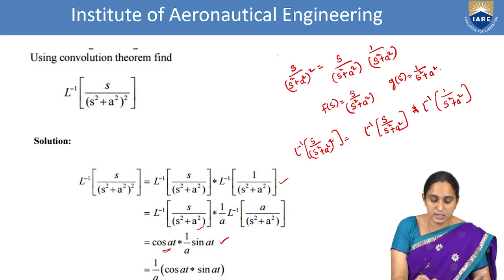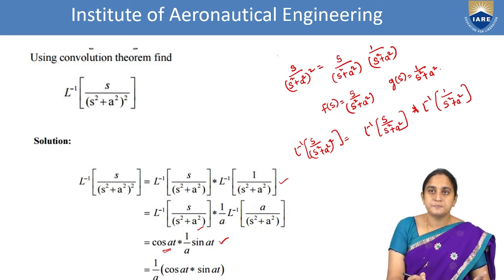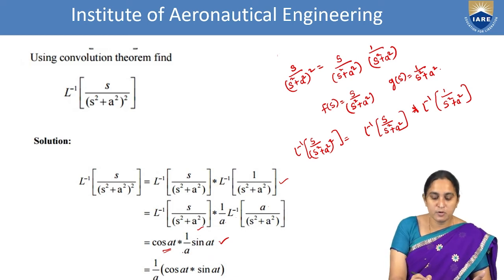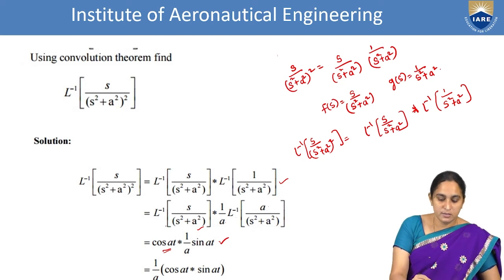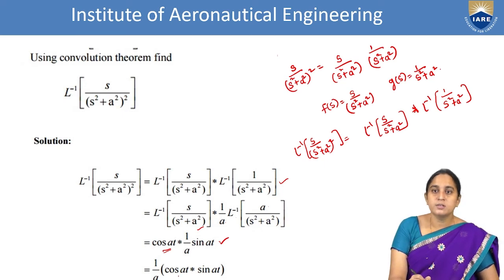Directly that formula as cos at star 1 here, which is in the form of sin at, but here the a is missing in the numerator. That's why multiplying and dividing with a, that is Laplace inverse of a by s square plus a square, that formula as what? Sin at. Therefore, cos at star 1 by a into sin at. Therefore, 1 by a into cos at star sin at.